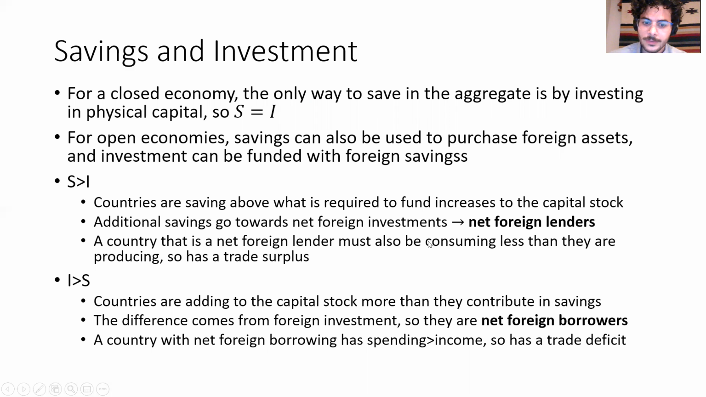On the other hand, if investment is greater than savings, then countries are adding to the capital stock more than they're contributing in savings. So investment requires all this funding that domestic savers aren't contributing, and the difference has to come from foreign investment. So if I is greater than S, this country has to be a net foreign borrower. And we know that countries with net foreign borrowing have spending greater than income, and so they also have to be running a trade deficit.